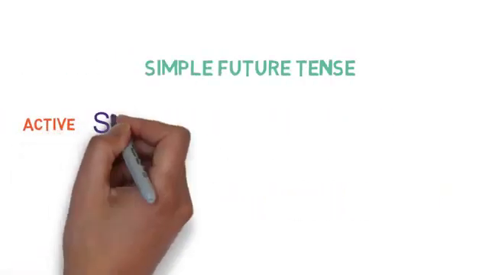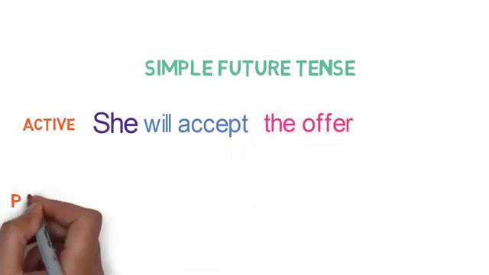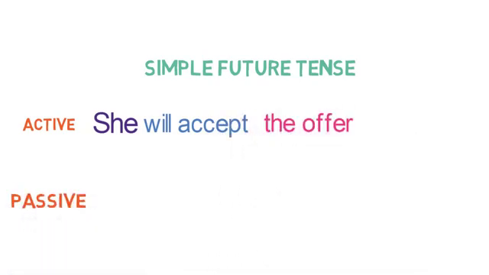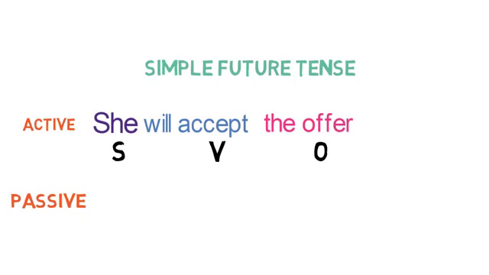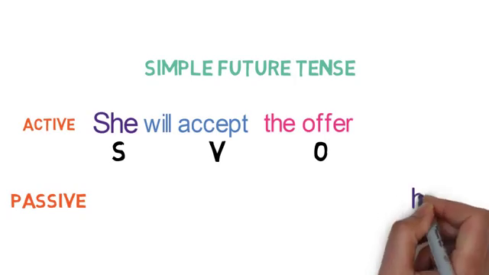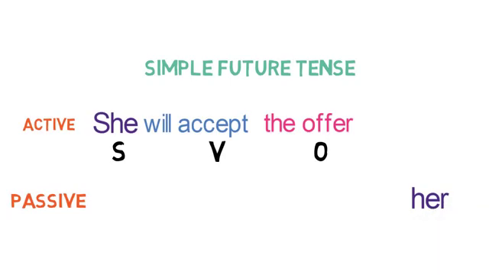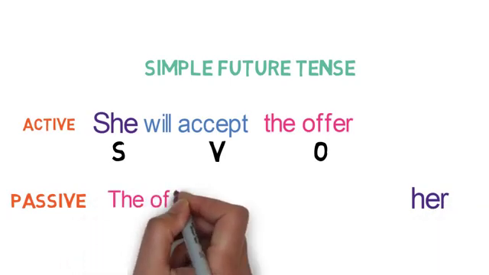Now let's see example of simple future tense. Active sentence: She will accept the offer. Passive sentence: Firstly subject here is she, verb is accept and object is offer. Now let's swap the position of subject and object. So here it will be her and at this position it will be the offer.